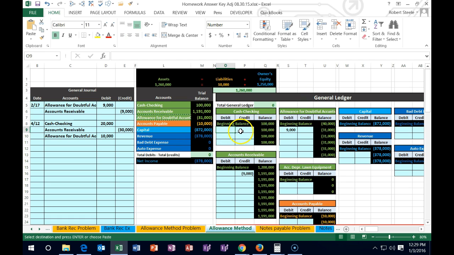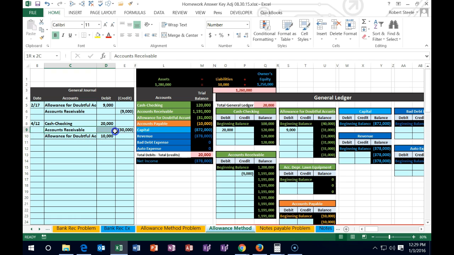This is called posting. We are in cell O9. We're going to select equals and then point to the 20,000. What's going to happen? The 100 is going to go up by 20 to 120, put us out of balance by the 20, and we see the 120 in the trial balance.